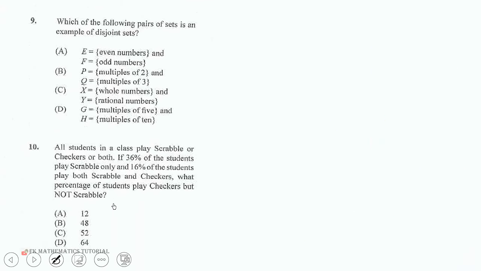Which of the following pairs of sets is an example of disjoint sets? Even numbers and odd numbers. So yes, of all the even numbers, we don't have any even number that is an odd number. So this is disjoint: a set of even numbers and a set of odd numbers. They don't have anything in common.